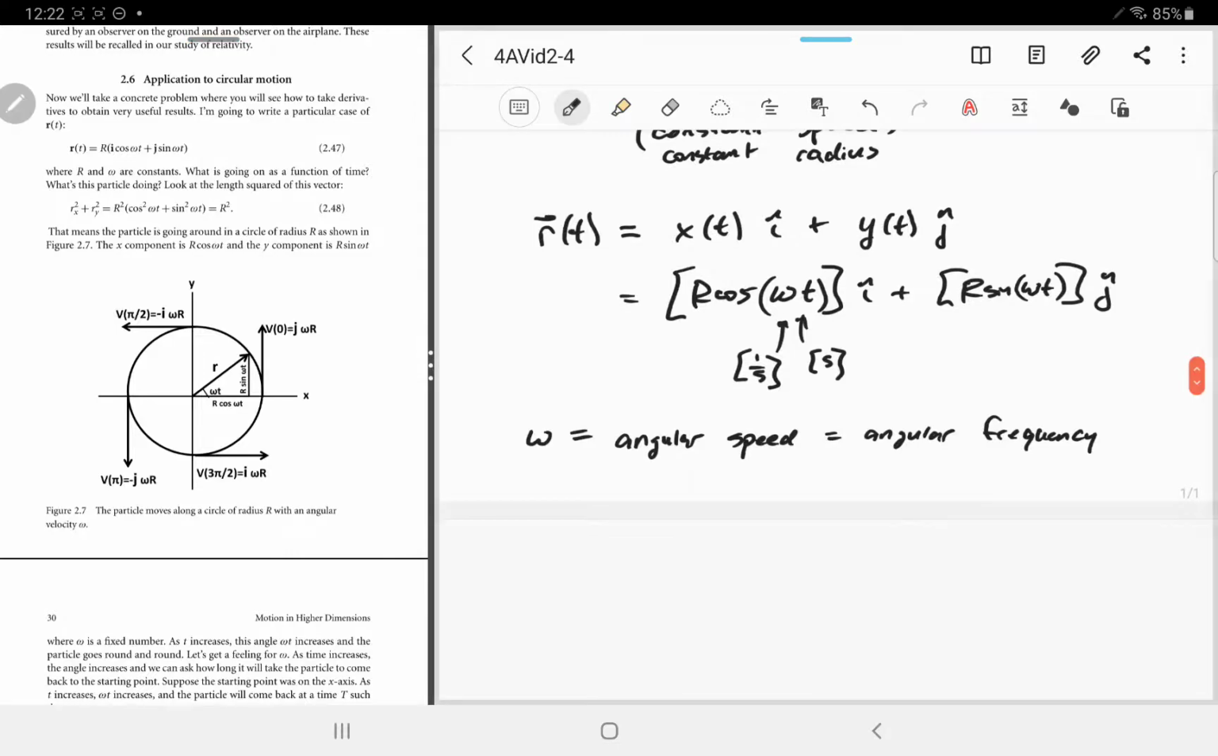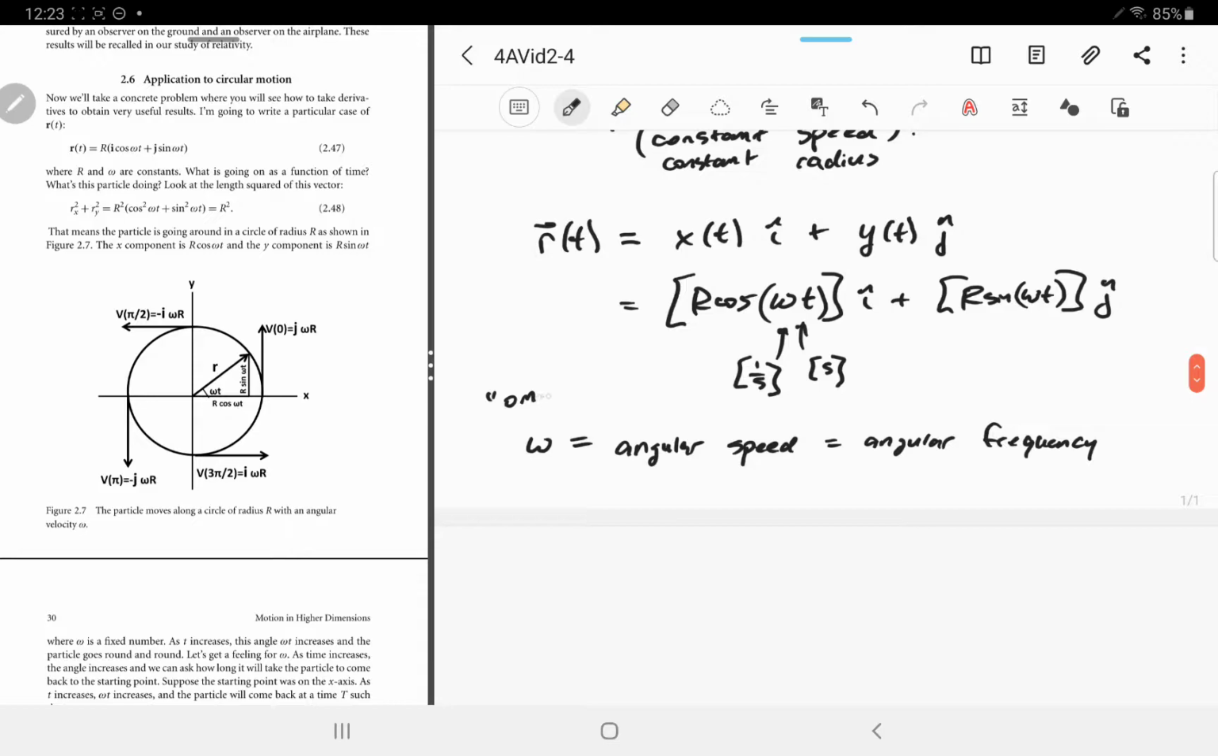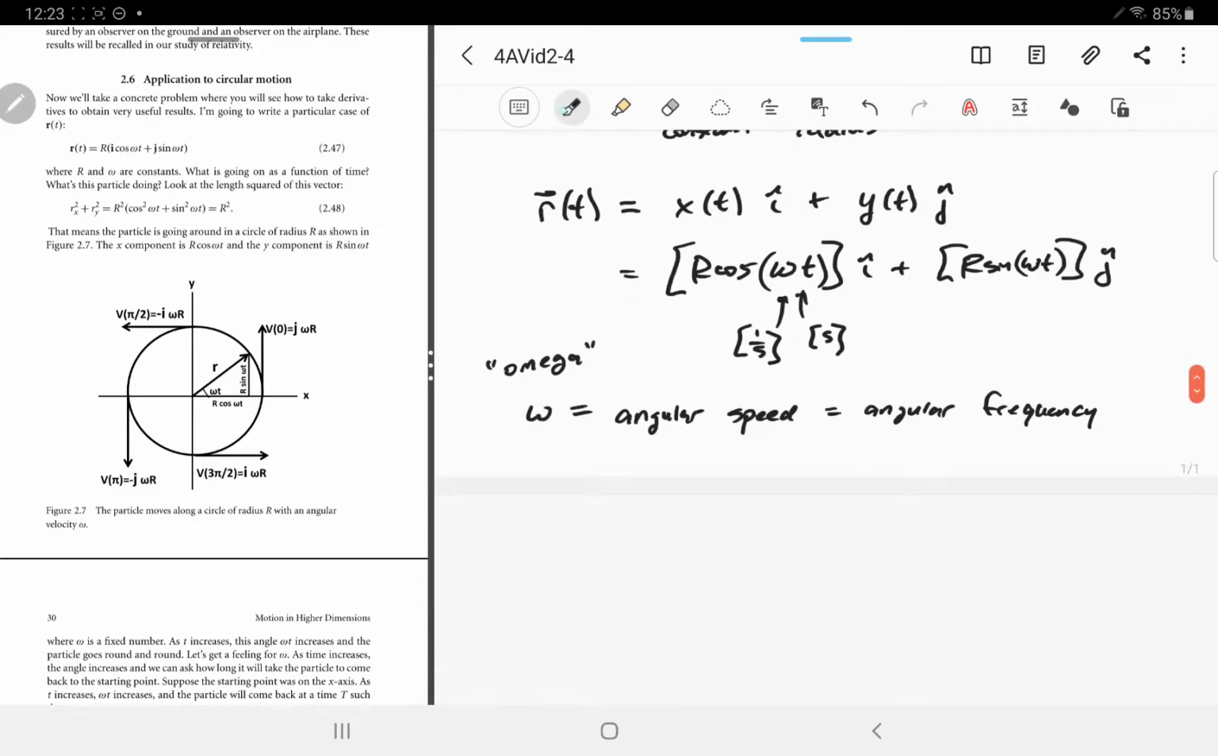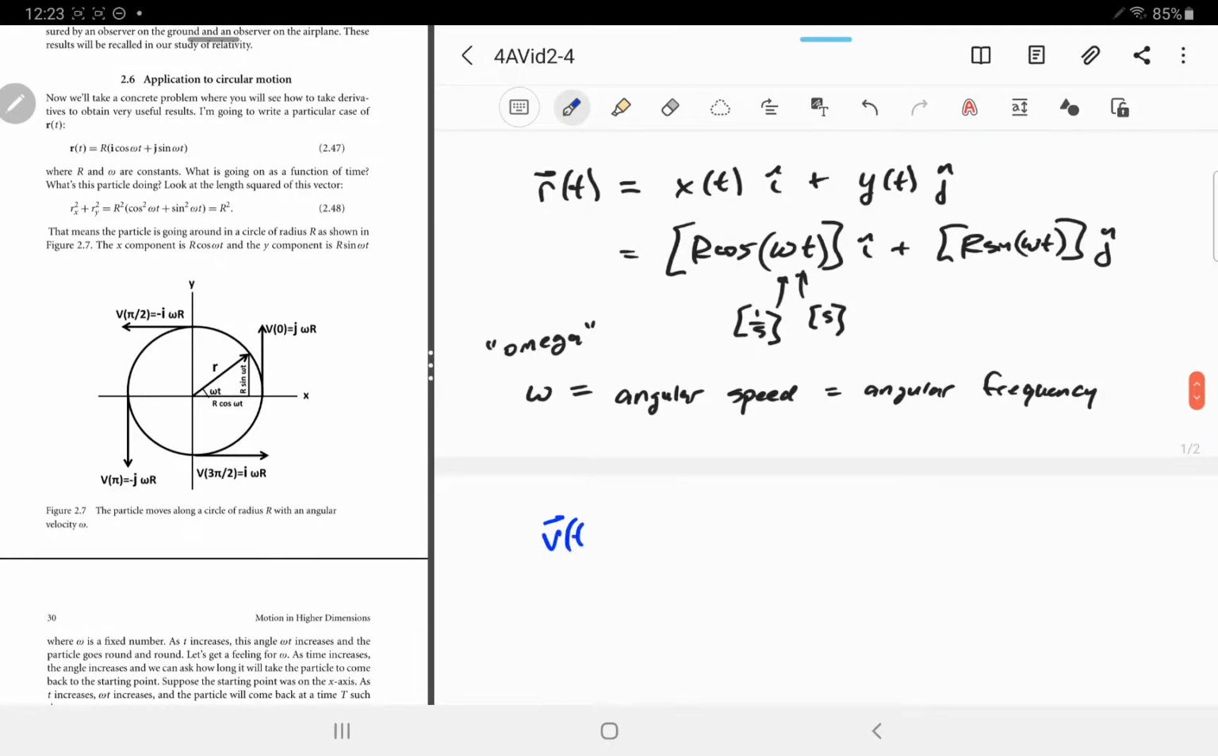Omega is a measure of how quickly the thing is spinning around. If omega is huge, then a small time will do a big change in angle. So it makes sense just based on what we wrote down so far that the bigger omega is, the faster this thing is spinning. And we can actually show that this is true by finding the velocity. Just to make this look nicer, I'm going to switch colors. The velocity is the derivative of r with respect to time.